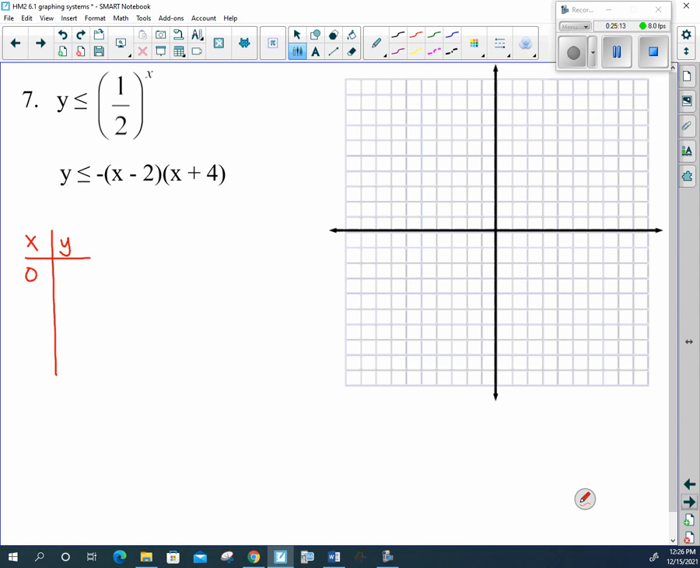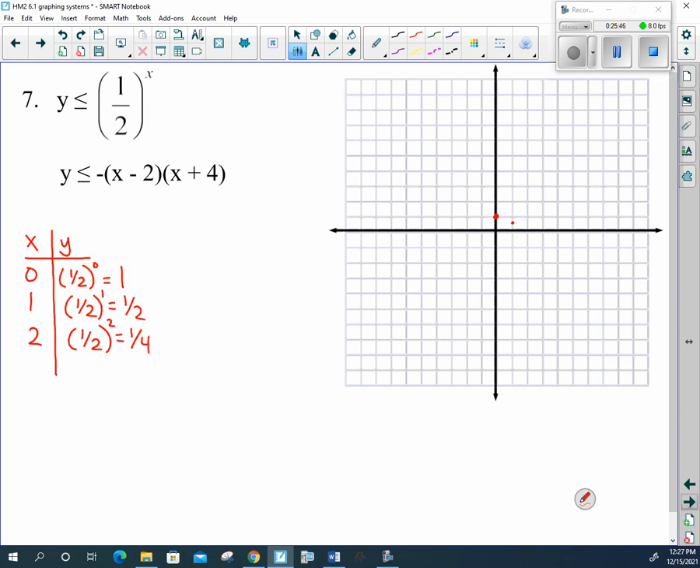So if I pick x is 0, then that means I'm saying 1/2 raised to the 0 power. And 1/2 raised to 0 power is 1. So that would be my first point. Okay, now if I pick 1, then I'm saying it's 1/2 raised to the 1 power, which is a half. So over here at 1, I'm now at a half. And then if I pick 2, you're saying 1/2 raised to the 2nd power, which is 1/4.